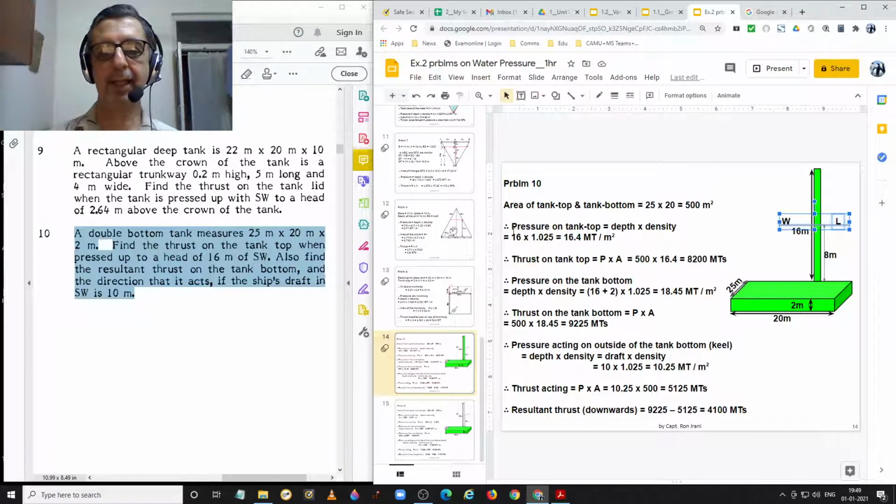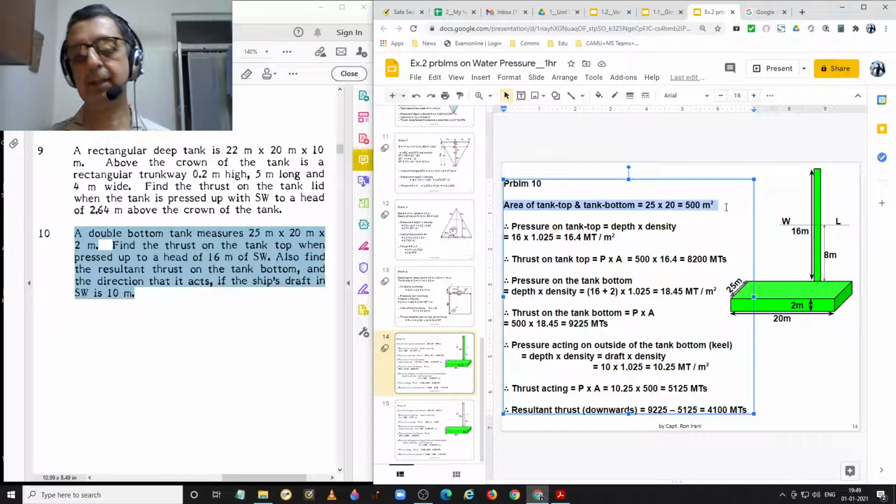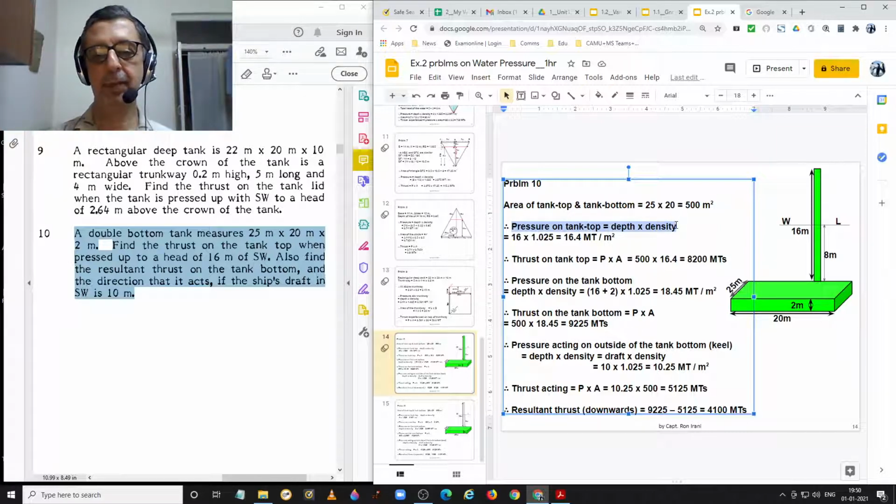So pressure on the tank top. Area of the tank top and area of the tank bottom will be the same. That is 25 by 20, that is 500 square meters. Pressure on the tank top is equal to depth into density. Now the depth here is 16 meters because it is pressed up to a head of 16 meters, that is from the top of the double bottom tank. That is equal to 16 into 1.025, equal to 16.4 metric tons per square meter.